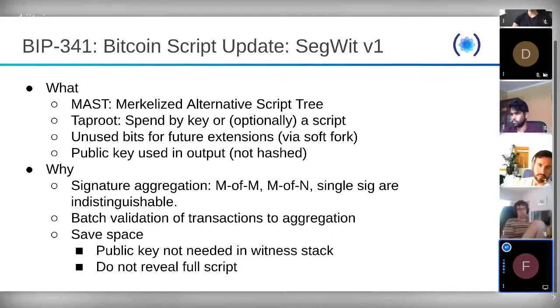And why as well is because with MAST, you don't need to reveal the full script. As we said, and we're going to go into more detail after that, if you want your transaction to be able to be spent in 3 different manners, instead of having if branches, you can just have your MAST with 3 leaves that are the different manners you want to spend it. And when you want to actually spend it, you just need to reveal one of these leaves, and you don't have to reveal the other scripts. But we go into details now.